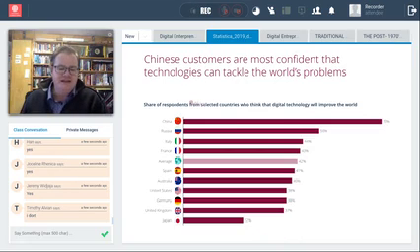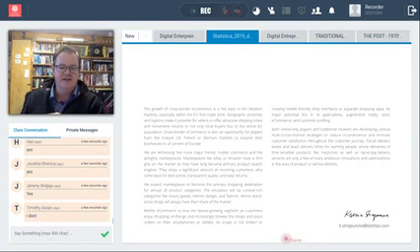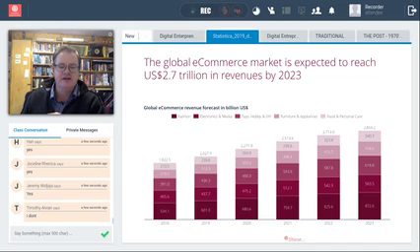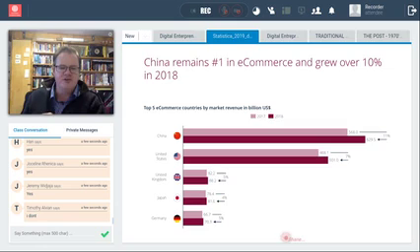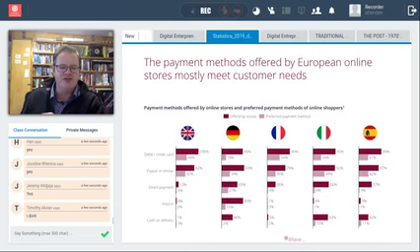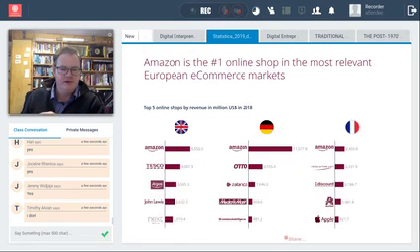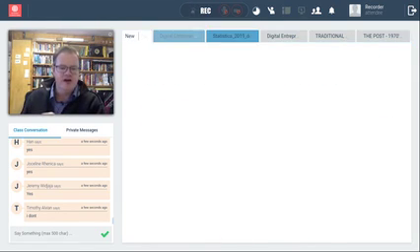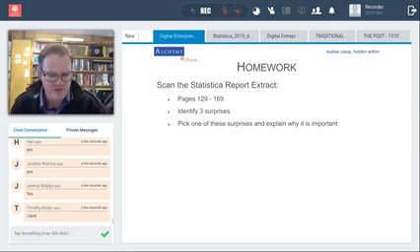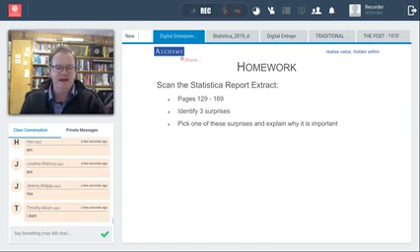But this section of the report will tell you some interesting things. Chinese customers are more confident about their technologies. There's more about e-commerce. That's the slide I just showed you. Breakdown in clothing and consumer electronics, etc. So there's lots of interesting data points in here. Okay. So what I want you to do is go through that section of the report. It's about 40 pages of that report. You don't have to read it. It's not text, there's a bit of text, but the vast majority of it is slides and charts.